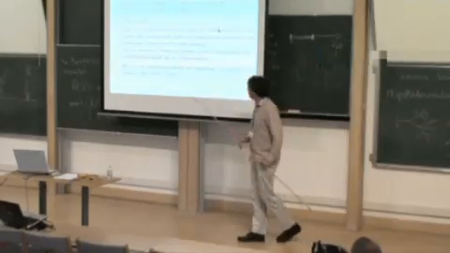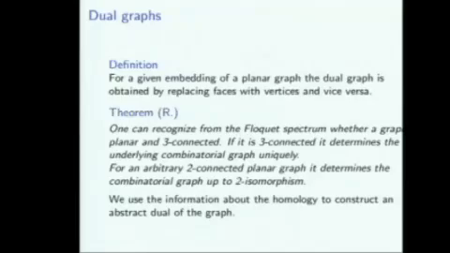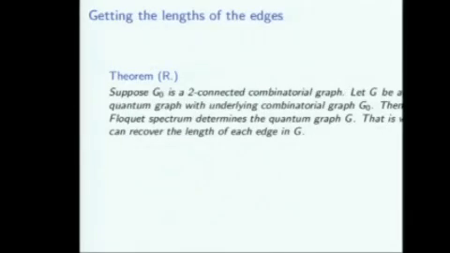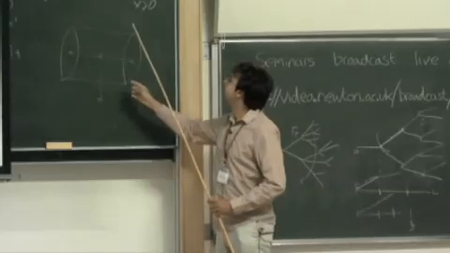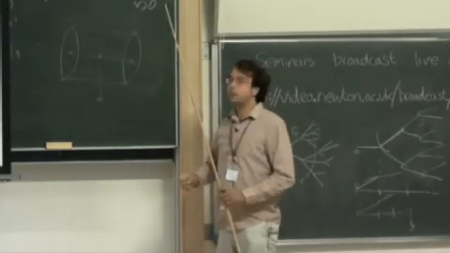I'll get the combinatorial graph that's underlying my quantum graph back out of the information. And there's the second part of it. If I know that my graph looks like this, say, then I still want to find all the individual edge lengths, and that's what this theorem talks about. If I'm given any combinatorial graph, and this is my quantum graph and this is its Floquet spectrum, then I can use all this information to identify what all the individual edge lengths are.